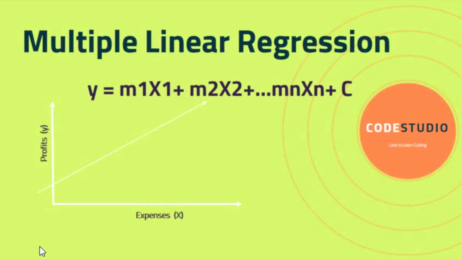In the multiple linear regression model, y, that is the output variable, is dependent on multiple input variables like here x1, x2 till xn, and coefficients like m1, m2 till mn, plus intercept c.